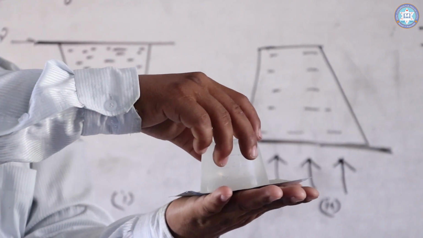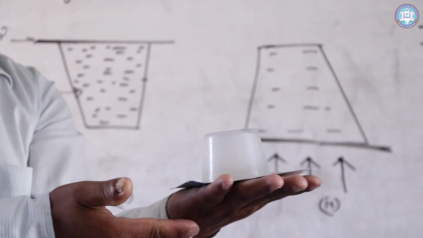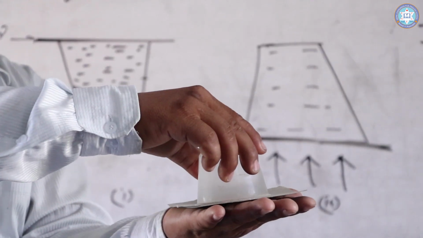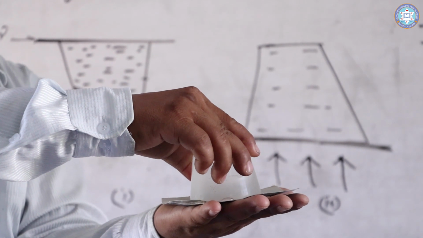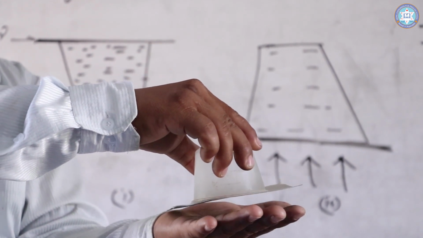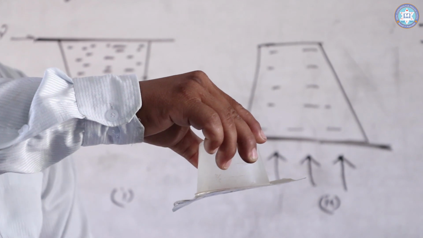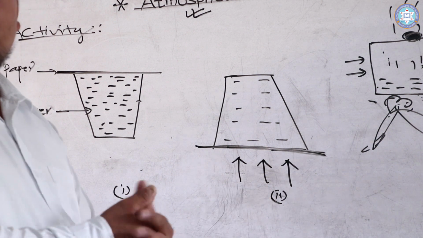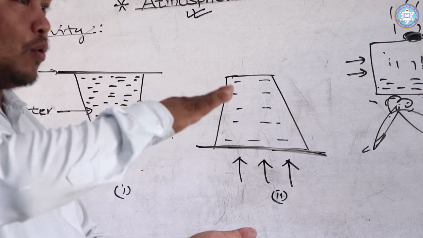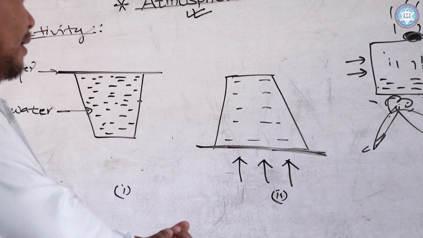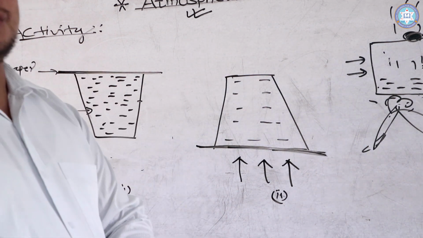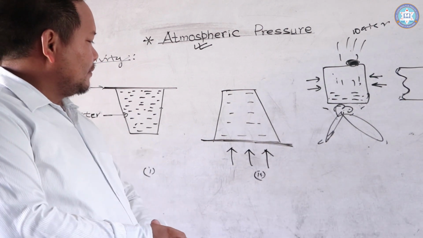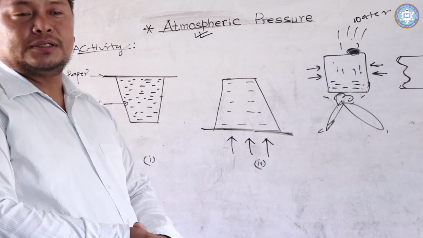Then I slowly remove this supporting hand. Then what happens? This remains. The water does not fall. It means there is pressure. Atmospheric pressure holds the water on the paper. So we can say the pressure is produced by the atmosphere.